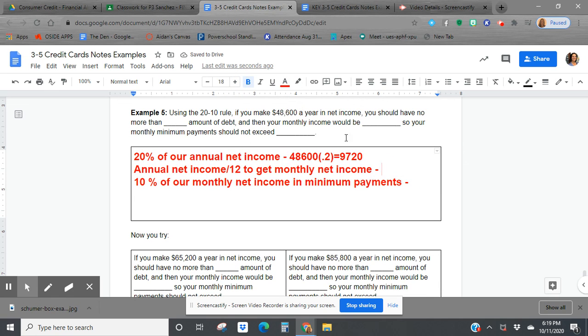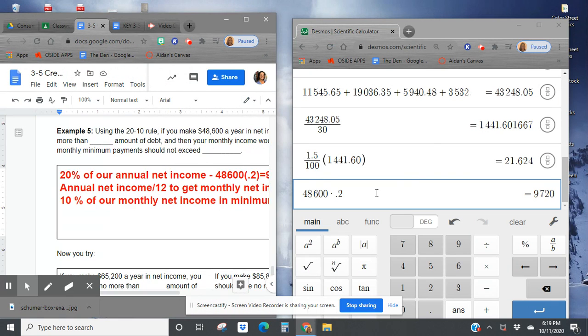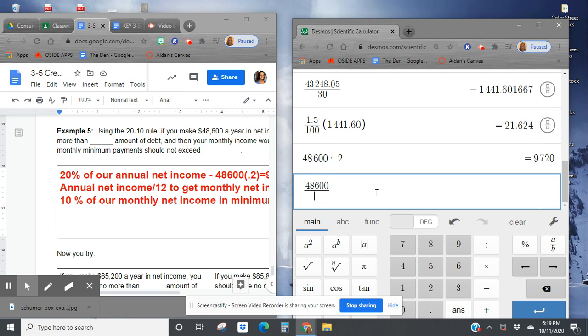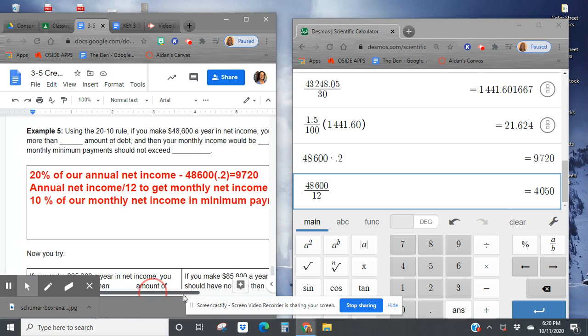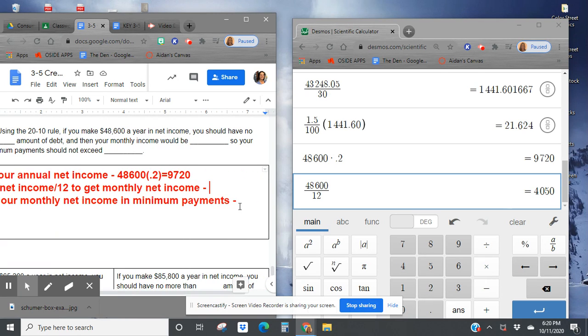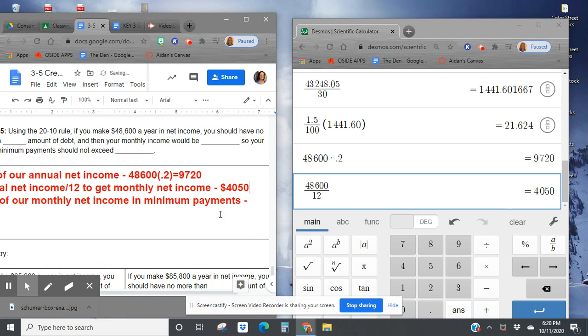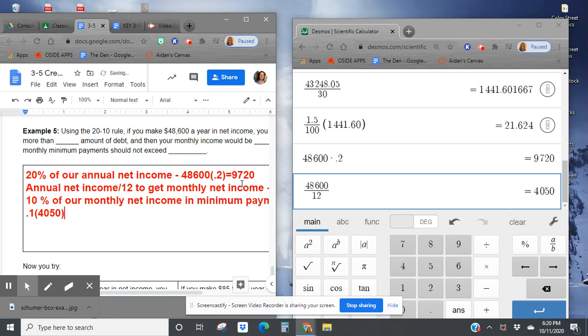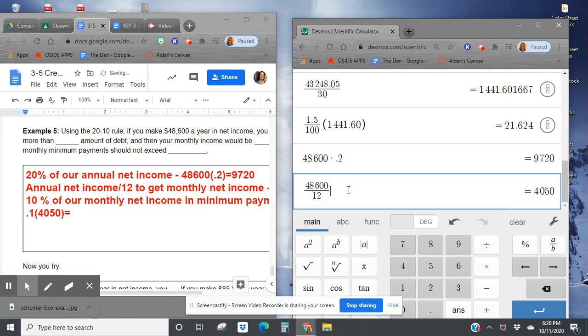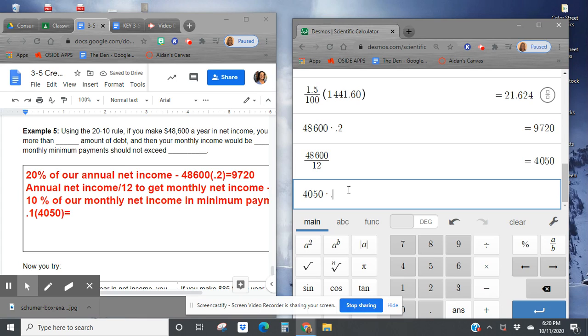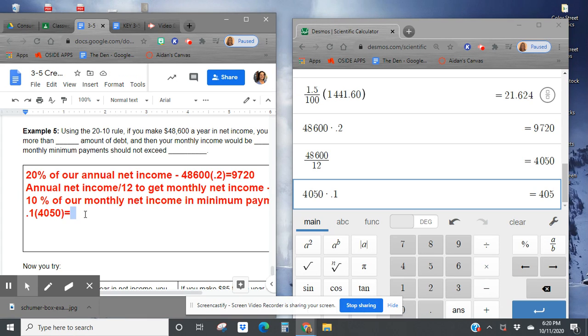Next is, let's get a monthly net income. Let's take the $48,600 and divide by 12. That gives us $4,050. That's our monthly net income. So now we don't want any more than 10% of that. So 0.10 of the $4,050 equals $405 a month. So all your monthly payments need to be less than $405 a month.